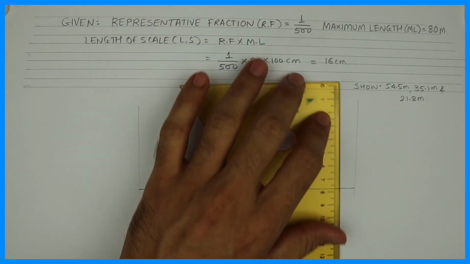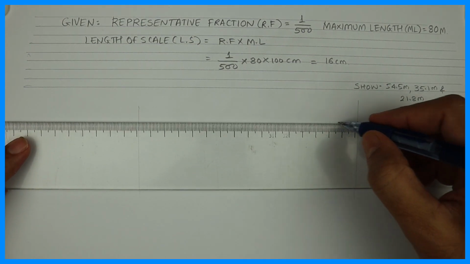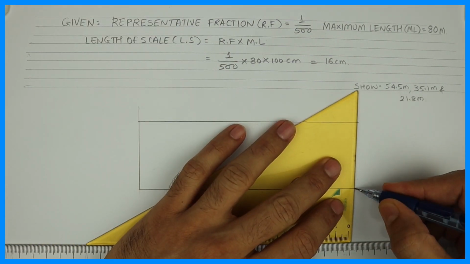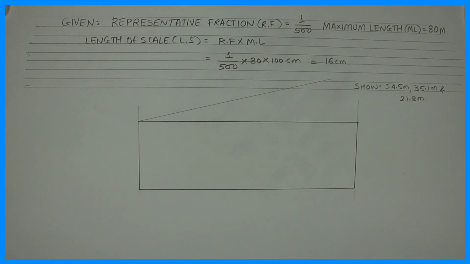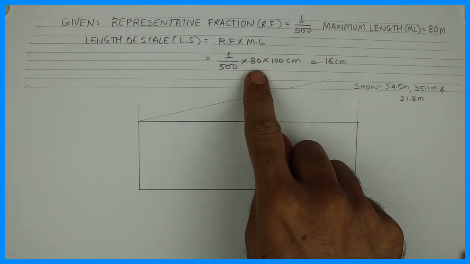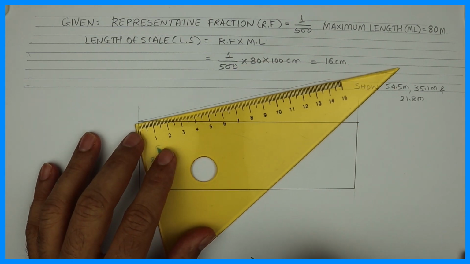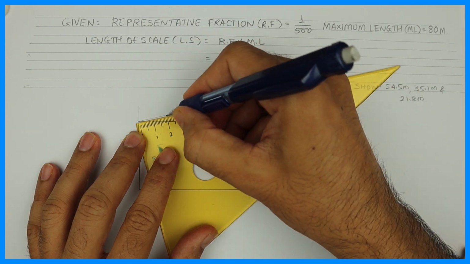Height will take 5 centimeter. So now we got this 80 meter long scale, right? We need to divide this into how many parts? 8 parts. See, this is 80 meter long scale, which is 16 centimeter. We need to divide into 8 parts because maximum length is 80 meter.